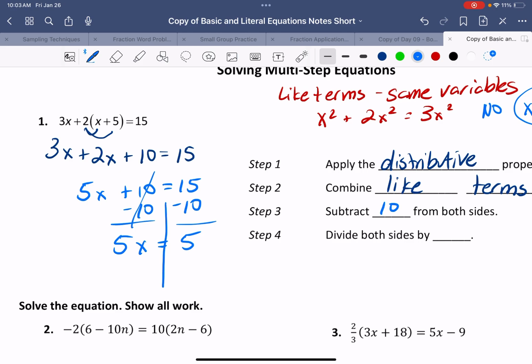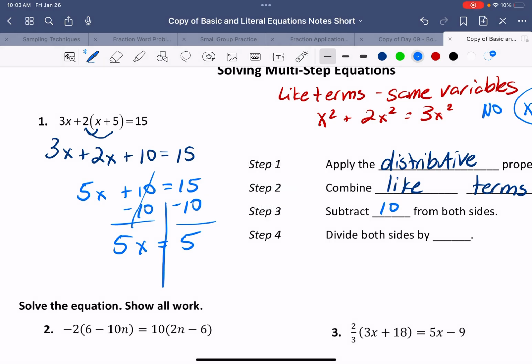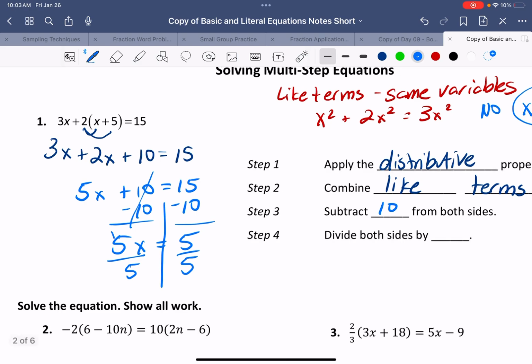All right, going back to our whole PEMDAS, right? I don't have any addition subtraction. Next up on the list is multiplication division. I see a multiplication sign, and so I'm going to divide by 5 on both sides. 5 divided by 5 is 1, so look at that. X is equal to 1. I think if you follow that PEMDAS rule, you're going to do just fine.